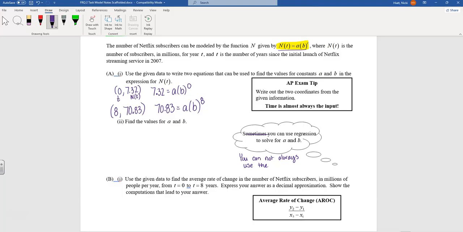the drop down menu. On this particular problem, you could use the drop down menu because a times b to the x power is the programmed exponential regression. So you can show work and solve this by hand if you want, but there are no prizes for that. So I would use the calculator for this.